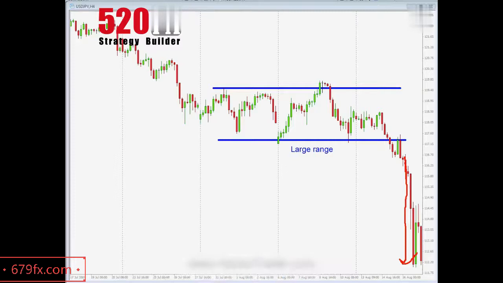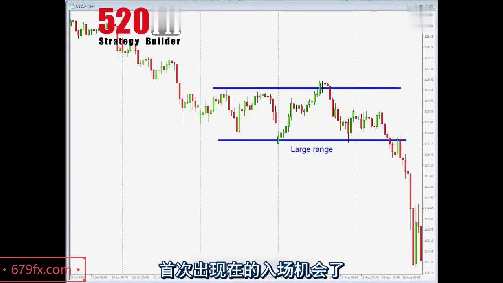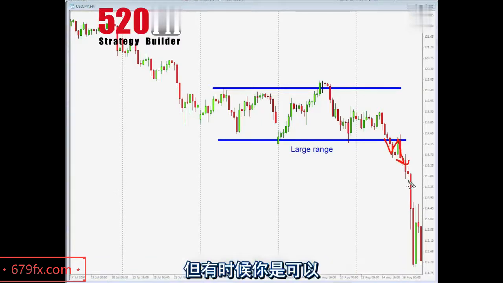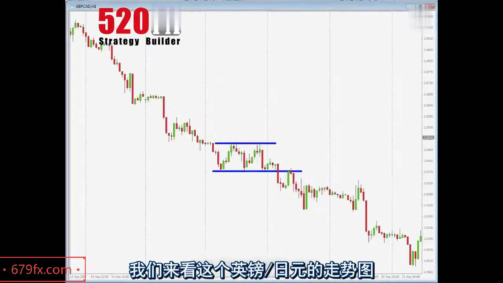Now I want to show you another interesting chart, where you will see that sometimes you might miss the first chance of entering the market, meaning the initial breakout pullback continuation pattern, but that doesn't mean that the boat has taken off without you. You may have a second chance later on in time. I'm going to show you a chart on the GBP against the Canadian dollar.